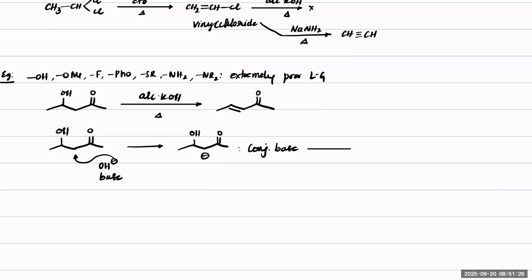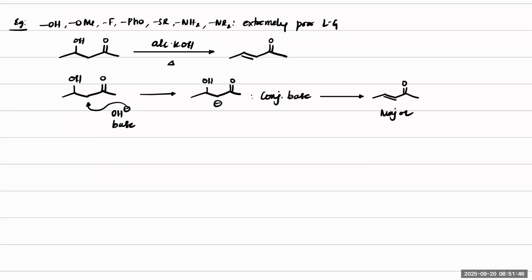And in this conjugate base you can see the resonance is helping it to form the conjugate base in the first place, and that is the same group which will help in removing the OH minus and converting into this one, which is the major product. So this is our major product. Clear? I guess this part is understood, right?